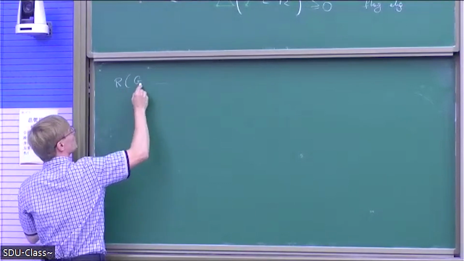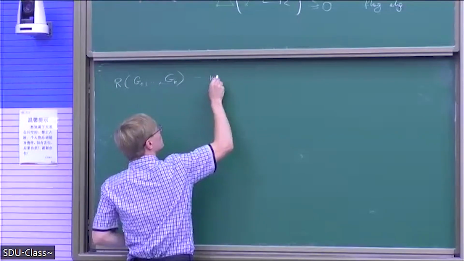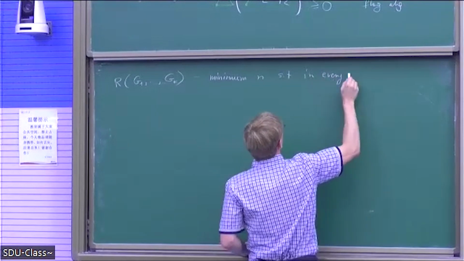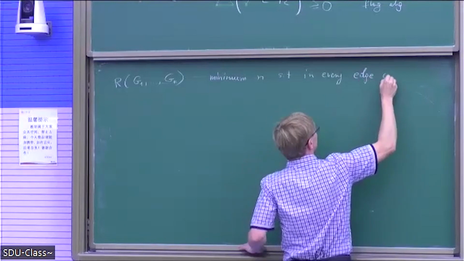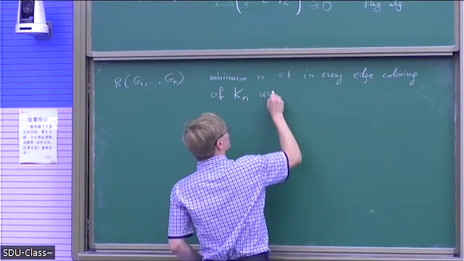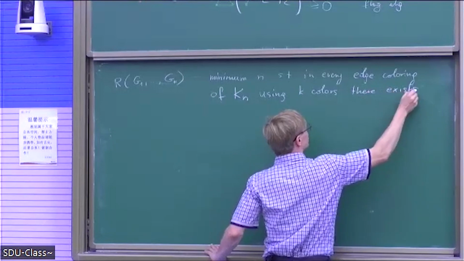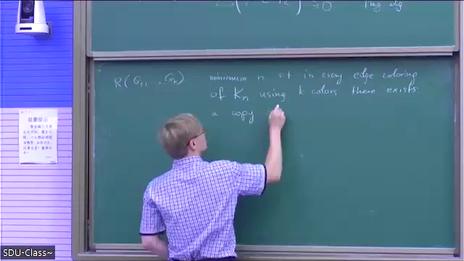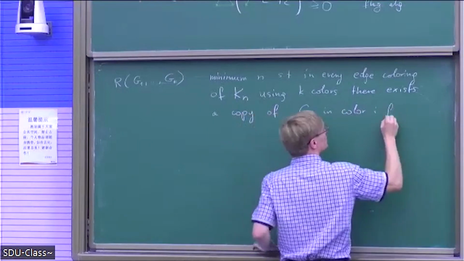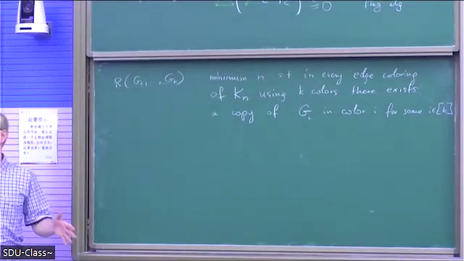So the Ramsey number of some set of graphs is the minimum n such that in every edge coloring of a complete graph on n vertices using k colors, there exists a copy of some of those graphs, so G_i in color i, for some i. Yeah, you know Ramsey numbers, I assume.